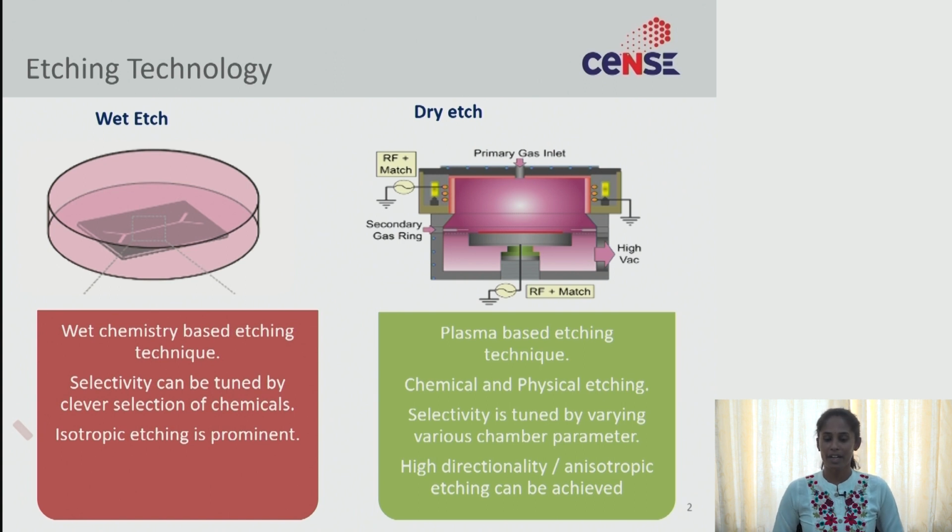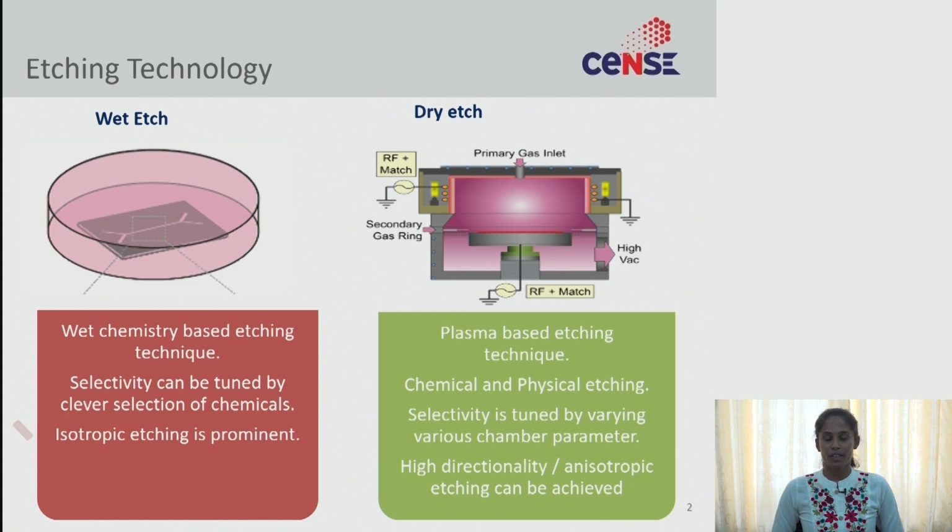That's why dry etching is called a plasma based etching technique, and this etching is a combination of a chemical etch and physical etching. If you consider the simple differences between the wet etching and dry etching process, in wet etch the selectivities can be controlled by cleverly selecting the chemicals. The major factor involved is the chemicals, so by cleverly choosing the chemicals, we can control the selectivity.